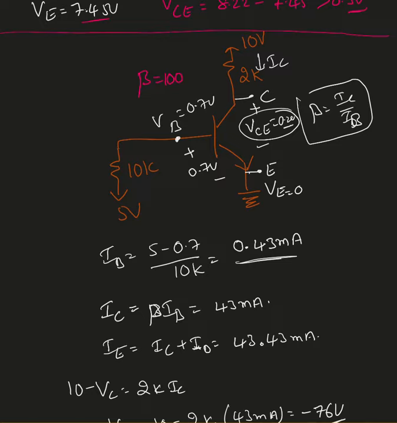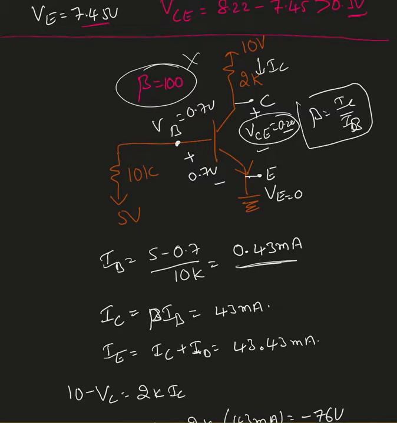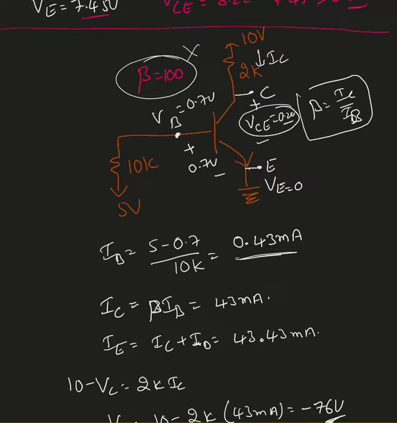Now ignore this beta value. This beta value is no longer valid. The beta is valid only when it is in active mode of operation, and we found that this is not in active mode. We have to solve the circuit by taking VCE equal to 0.2 volts. When we are solving it in saturation mode, IB is not going to change, because this junction is always forward biased, either in active mode or saturation mode. So VB must be 0.7 there, and IB must be the same.